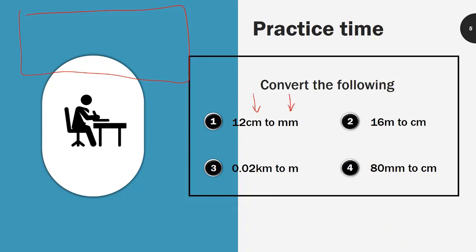Identify, do I need to move the decimal point to the right or to the left? Okay, and how many zeros, how many spaces do I need to move it by? I'll give you 2 minutes, okay, and then we'll go through the answers. Good luck.